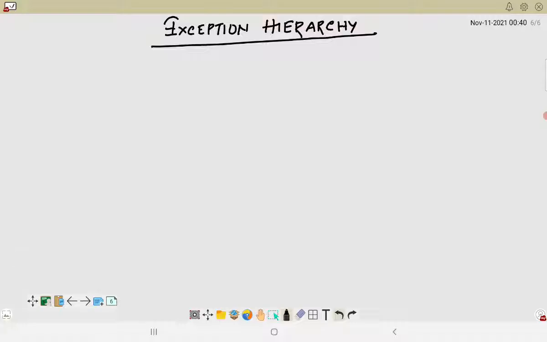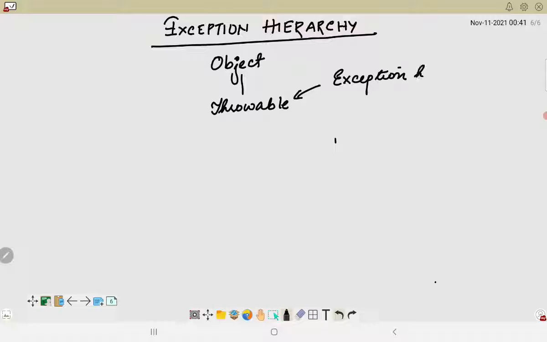Okay, so one thing we have to remember is that the object is the parent class of all the classes in Java. This we have already been discussing in my previous sessions as well. So we have to remember that the object is the parent class of all the classes in Java. From there we have another class which is known as throwable, and this is basically pertaining to exception handling. Okay, this will be considering exception handling mechanisms in Java.